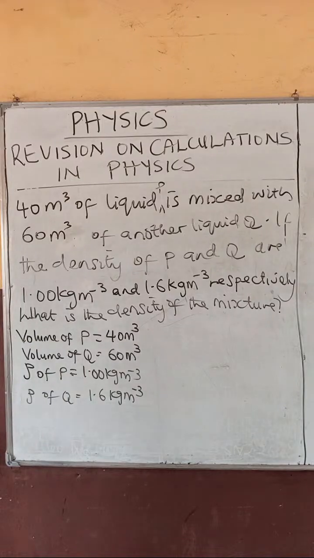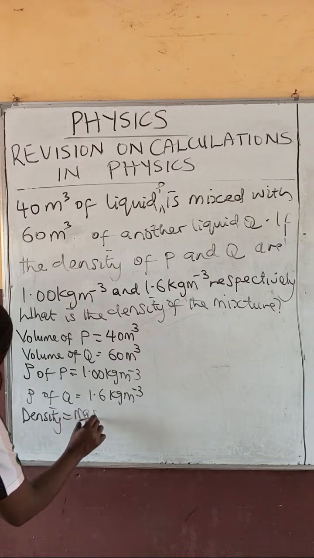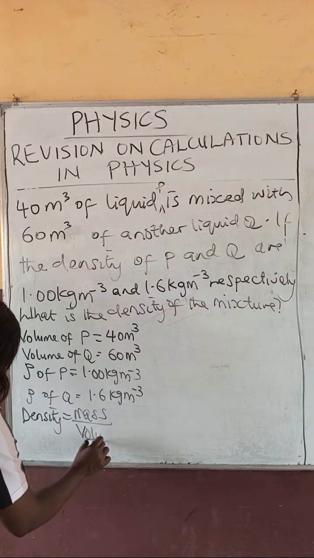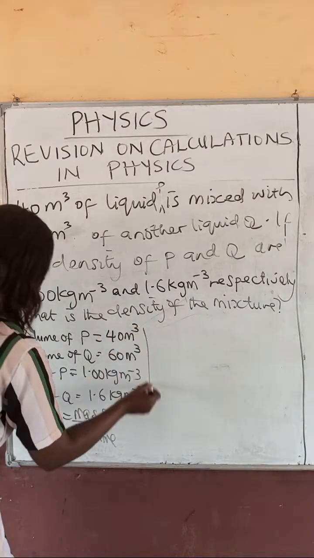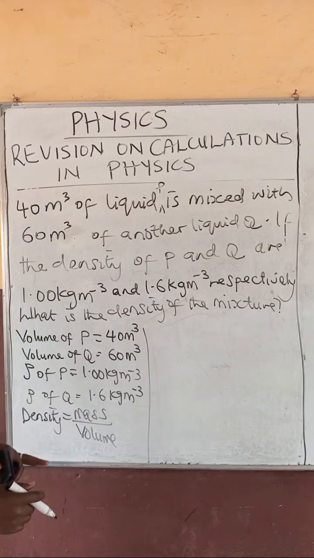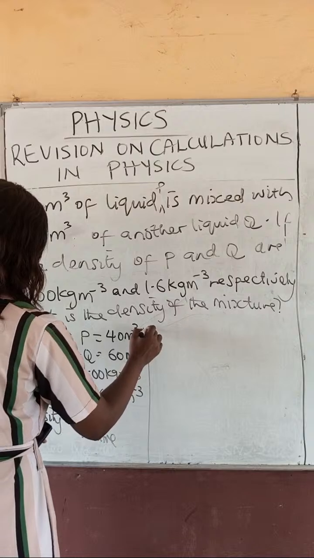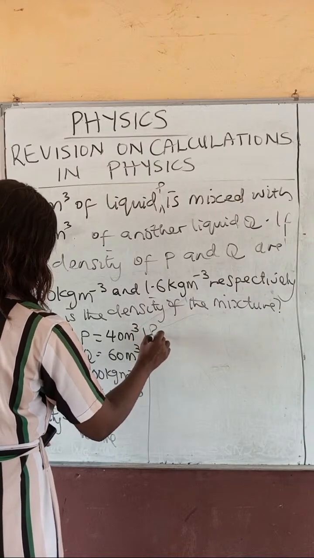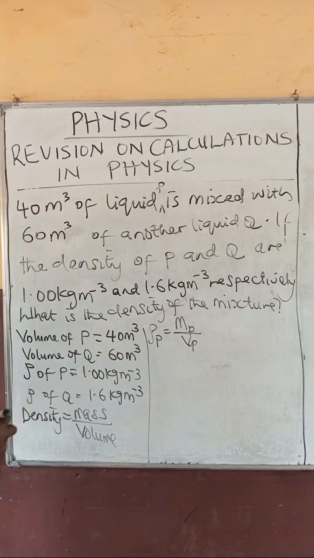Q. Now, if you are going to use this relationship that density is equal to mass over volume, you should not forget that density is equal to mass divided by what? Volume. So if density is mass divided by volume, we're going to get the mass of liquid P and also the mass of liquid Q, right? Now we say that the density of P is equal to the mass of P divided by the volume of P, right?